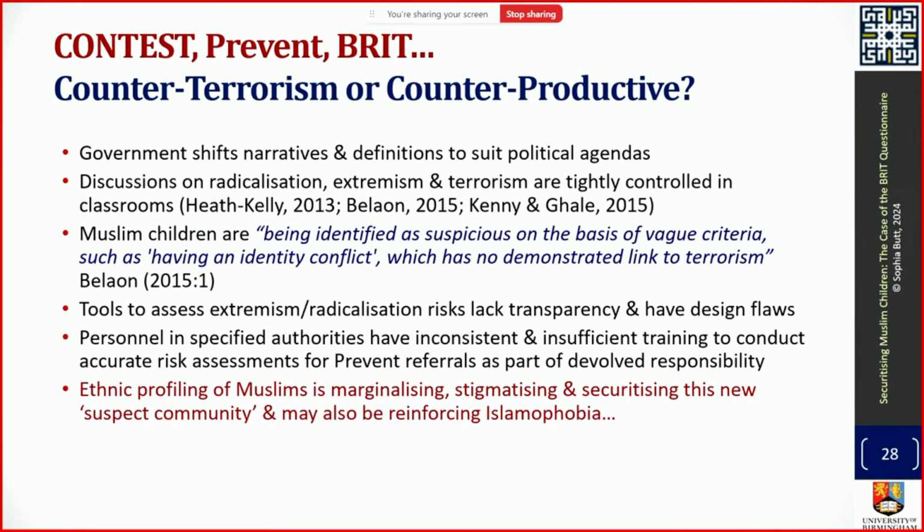But what's happening in the process of all of this is that the ethnic profiling of Muslims and Muslim children is marginalising, stigmatising, and securitizing this new suspect community after the Irish in the 1970s, and therefore it seems reasonable to assume that it may also be reinforcing Islamophobia.